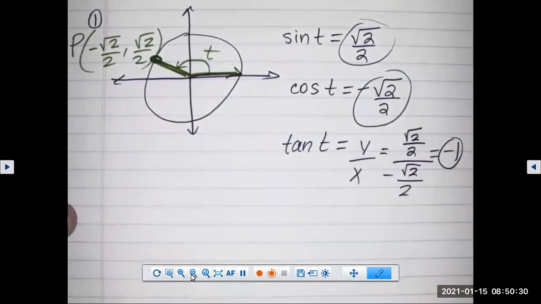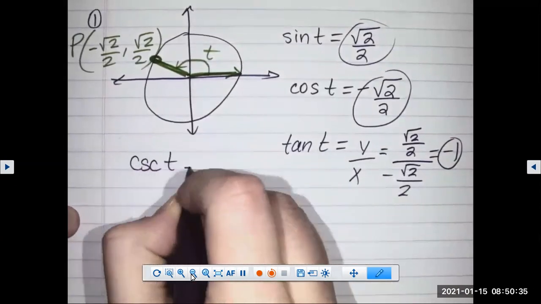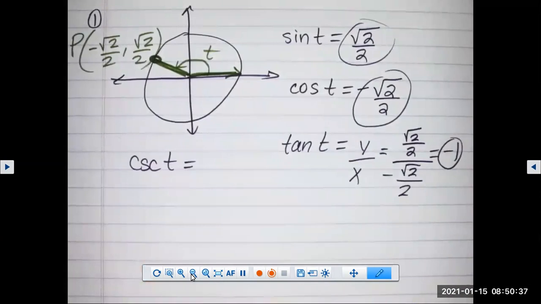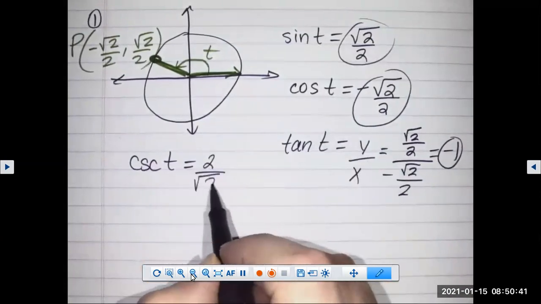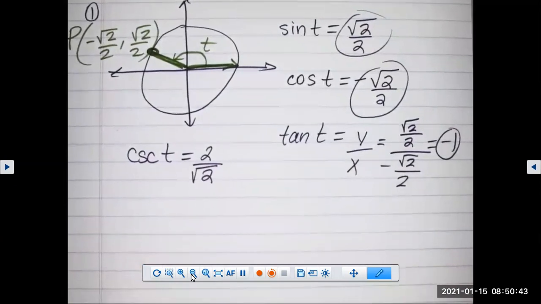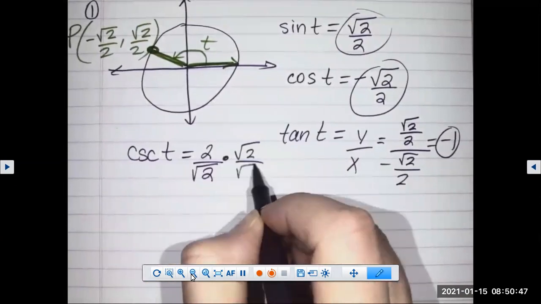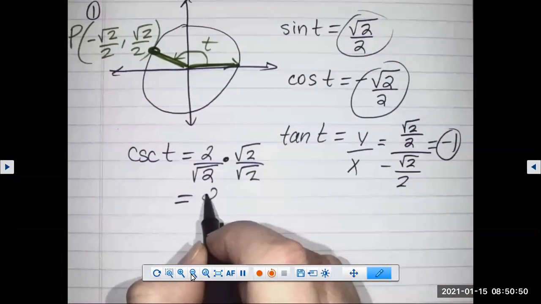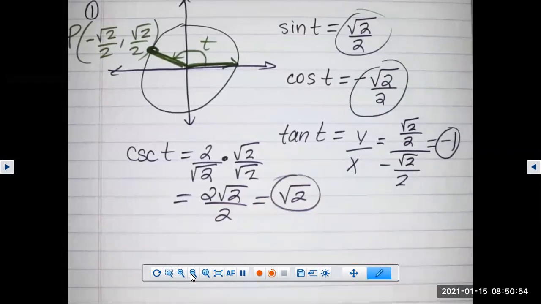All right, now go back and find cosecant of T. So you're going to flip sine, and rationalize that. So you get 2 root 2 over 2, which simplifies to root 2.